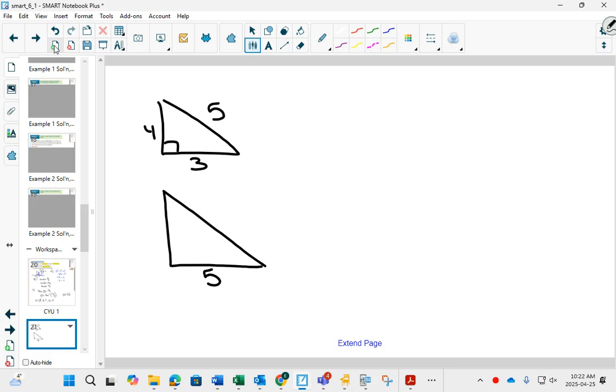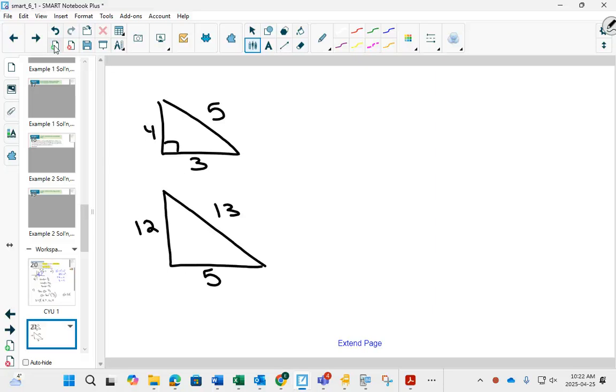5, 12, 25 is 5 squared, 144 is 12 squared, 25 plus 144 makes 169. Does anyone know what number squared makes 169? 13. Beautiful numbers.